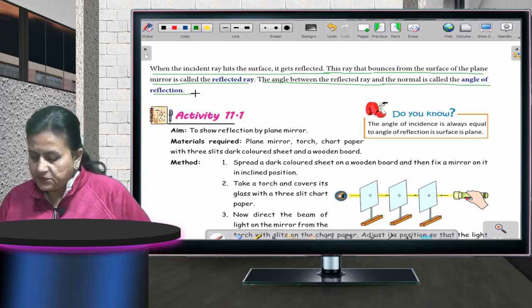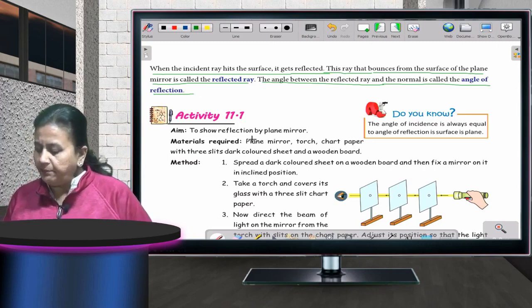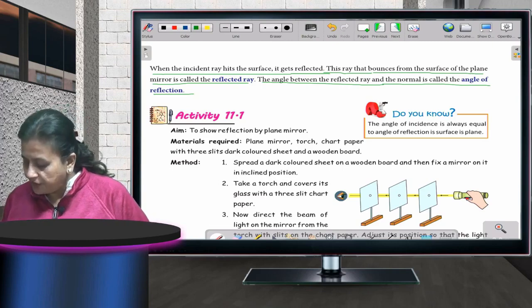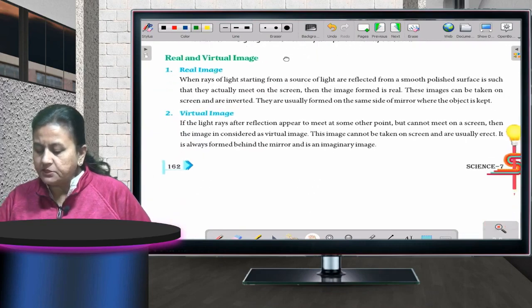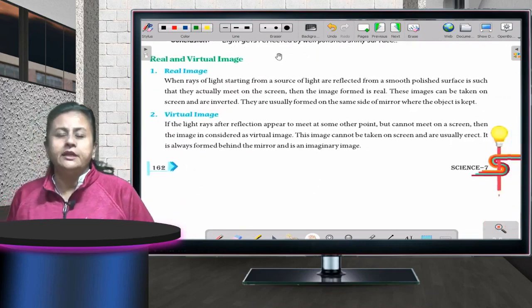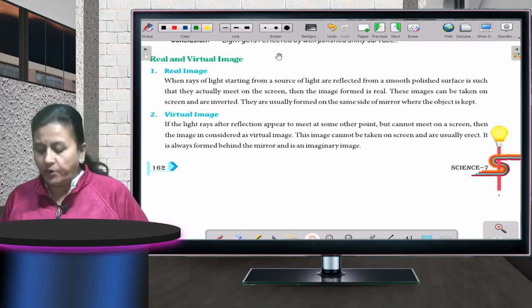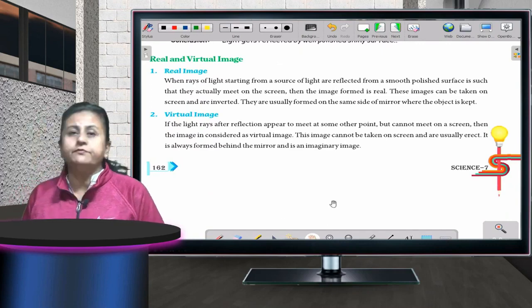Now, this is an activity to show reflection by plane mirror. This is very easy. You can just read it on your own. There is nothing much to explain in this. Now comes real and virtual image. That is very important. What is a real image and what is a virtual image?